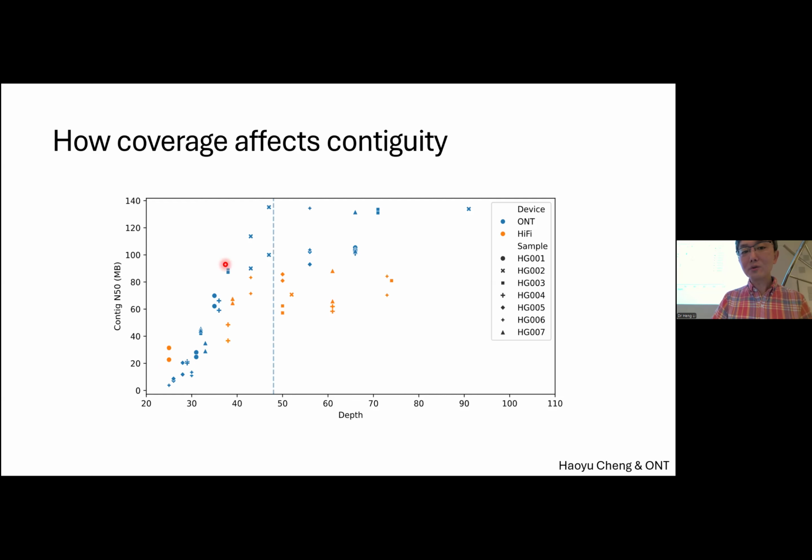But once the coverage reaches 40 or so, you can see it starts doing better than HiFi. The HiFi plateaus around 80 megabases. This is limited by its read length. And because the Nanopore reads are longer, typically 30 to 50 kb if you are doing the library well, you can see that it reaches a much longer N50. In terms of contiguity, Nanopore is better than HiFi.